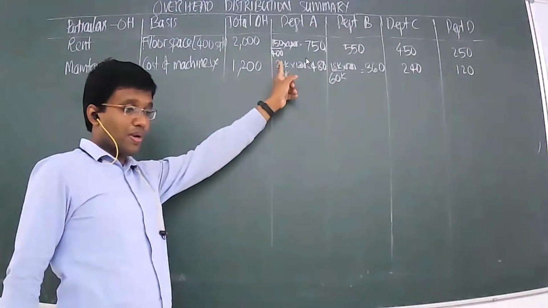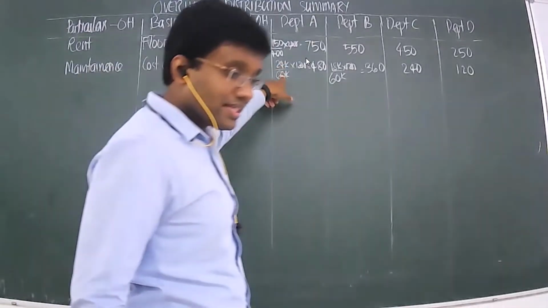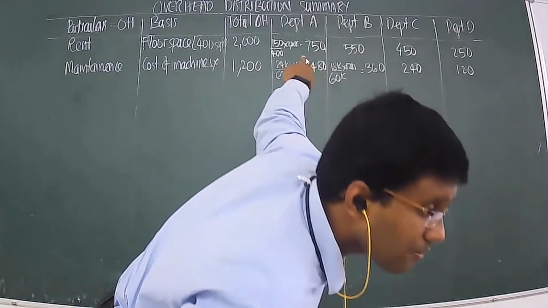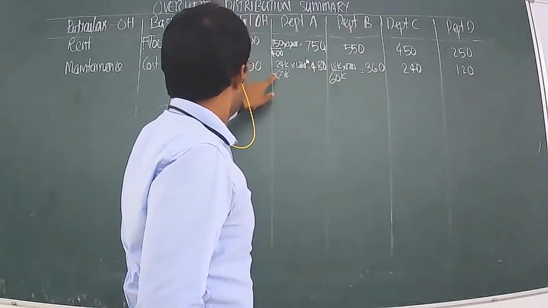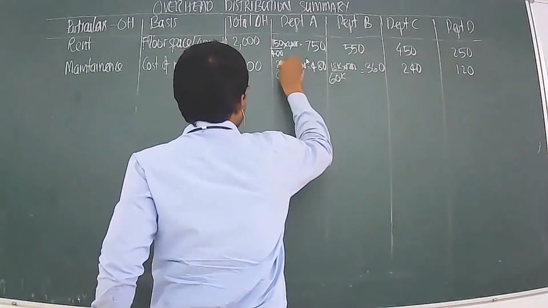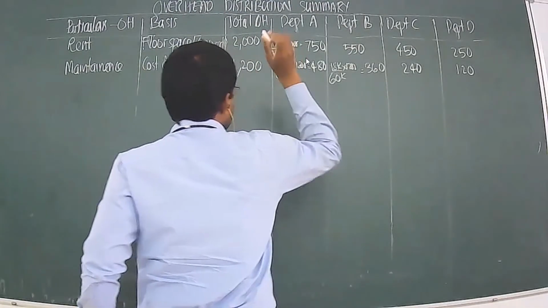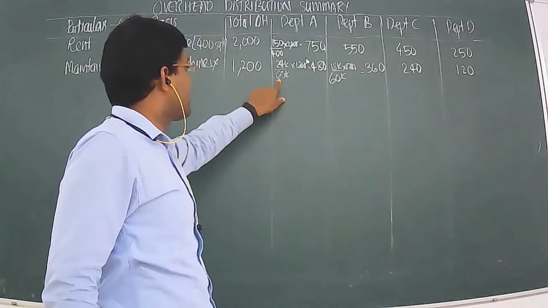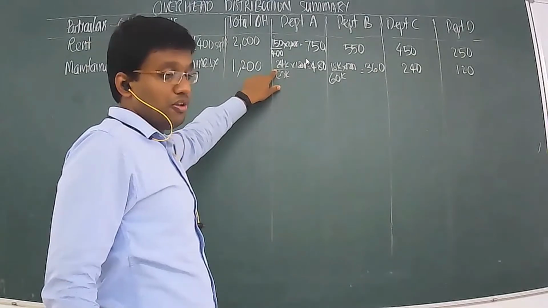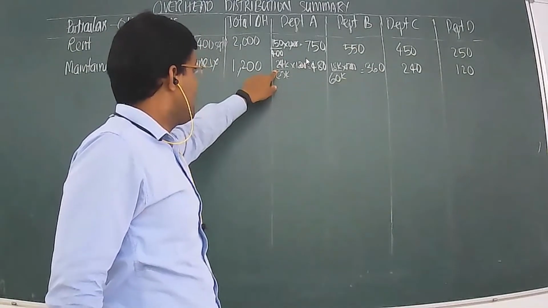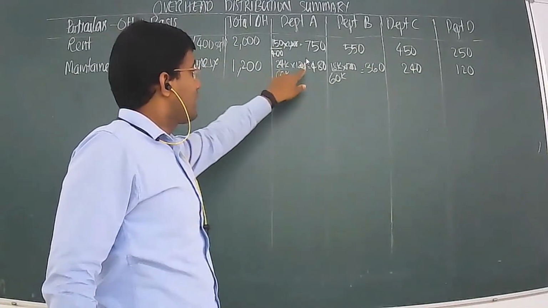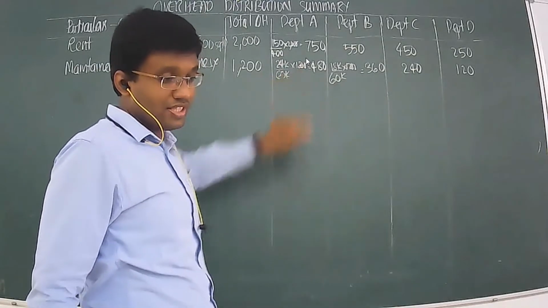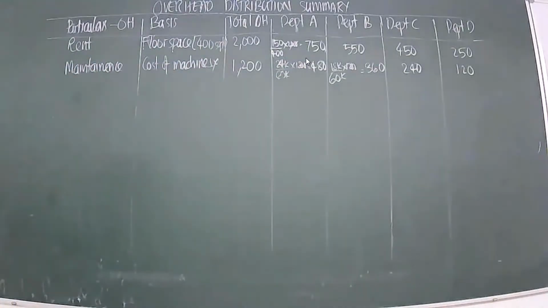So department A, 24,000 divided by 60,000. Someone is asking me, how did I get 29? It is not 29, it is 24. Divided by 60,000, this is given to me in the question. 24,000 is the value of machinery that I have in department A, divided by 60,000, that into 1,200, which is my maintenance cost, and that's how I've got this.